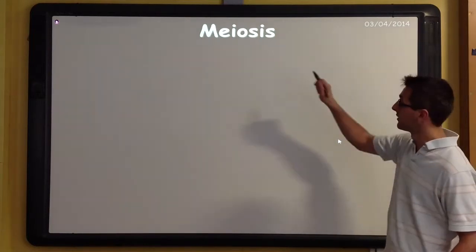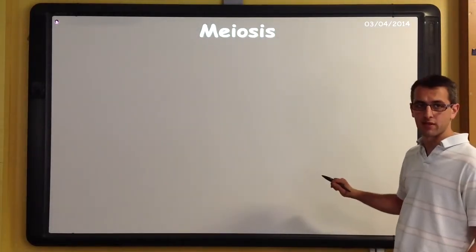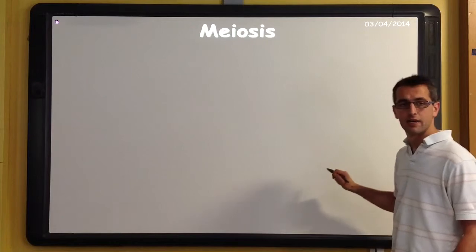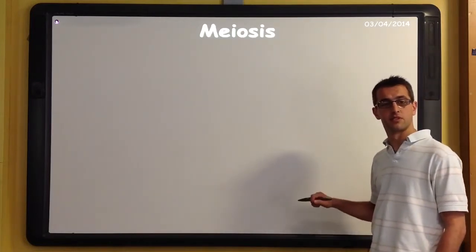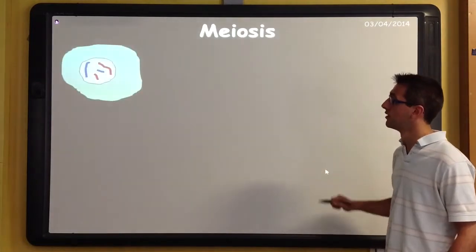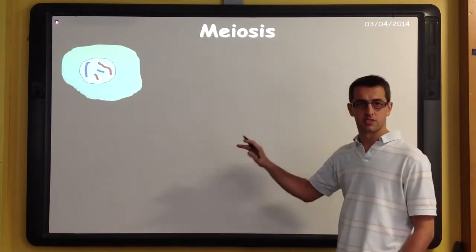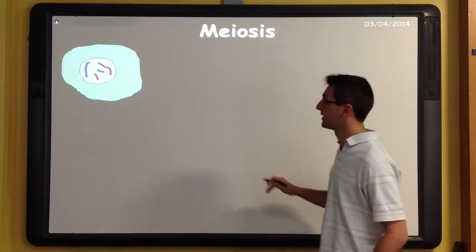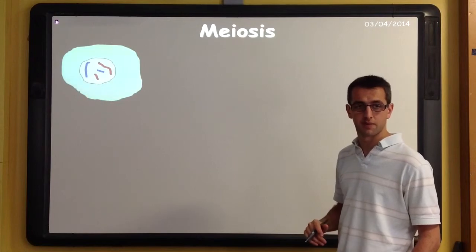Meiosis, on the other hand, please learn the spelling of meiosis, as we've said, is specifically for the purposes of producing gametes. So this time we're starting with a cell, but this cell would be a stem cell, an unspecialized cell.